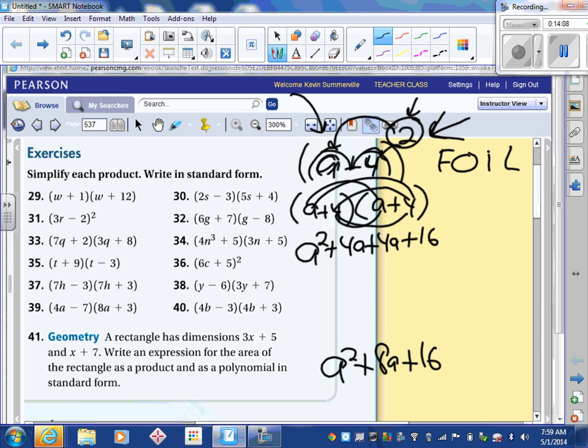Now we have to do our like terms. Here are the like terms. A squared, 4 plus 4 is 8A. Bring down the 16. Same answer using FOIL. Is it in standard form? Yes. Highest exponent down to the lowest exponent, down to no exponent.